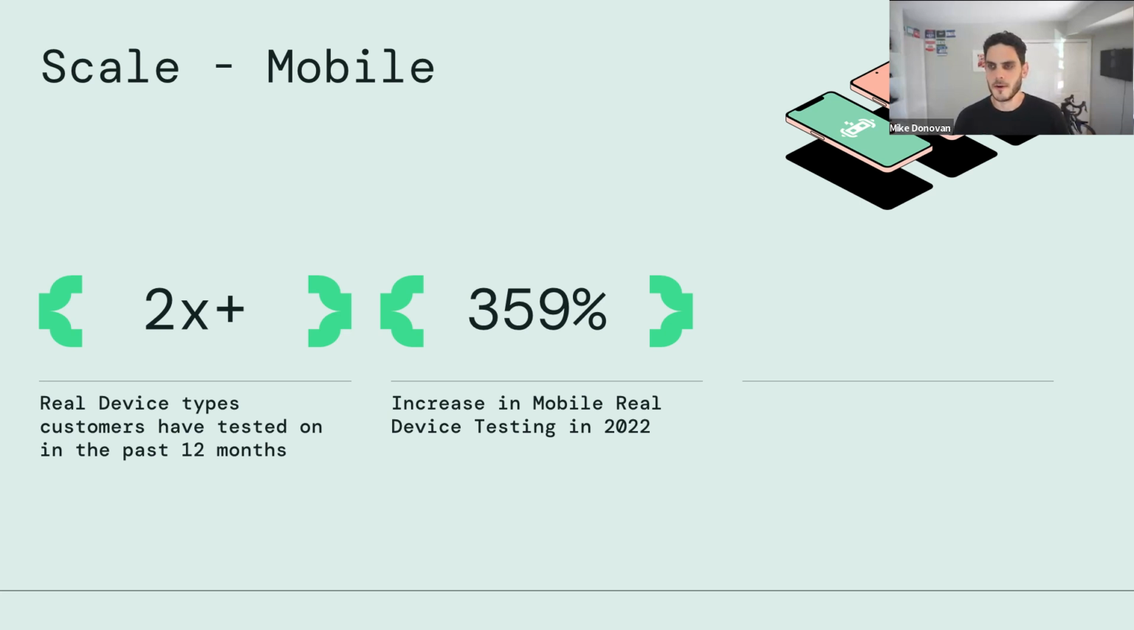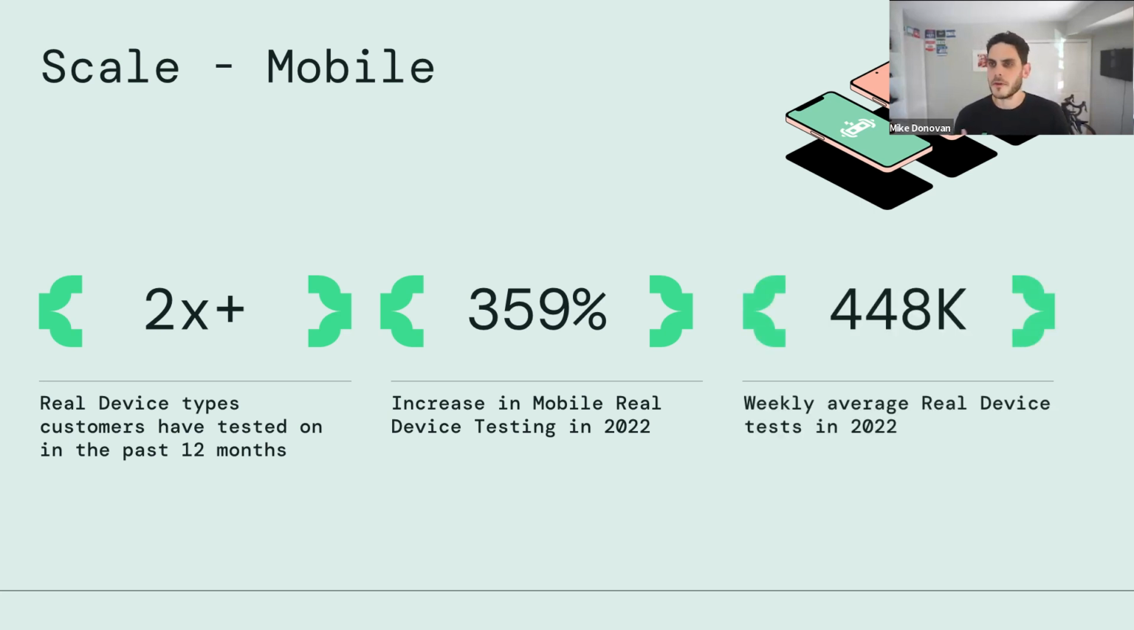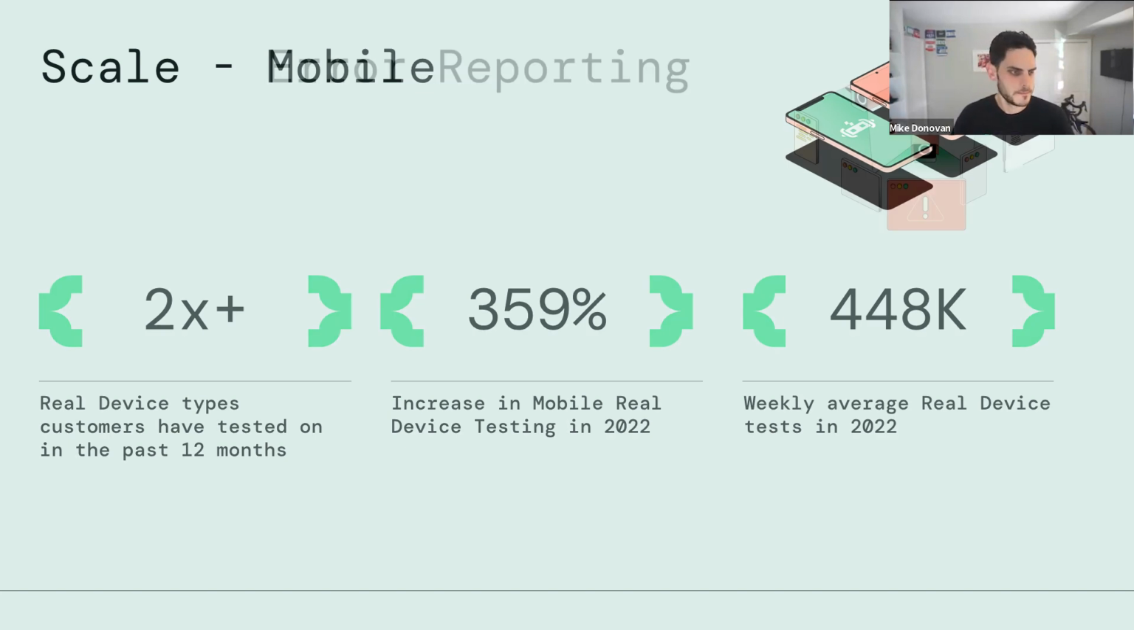We've seen over 350% increase in just the number of testing done on real devices. And so this is basically leading to a lot of investment that we're making in our mobile testing infrastructure. And although not as heavy as the cross-browser testing on a per weekly basis, we still see massive numbers of tests being run on our real device clouds across the globe.